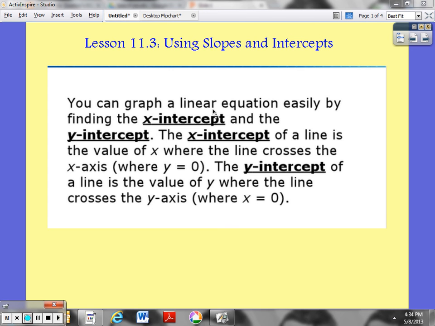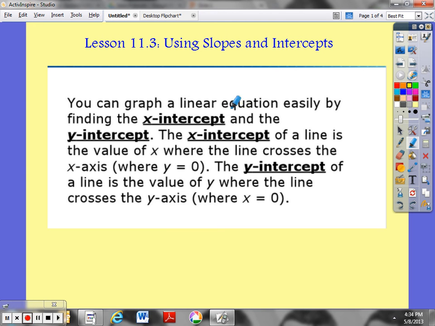It says you can graph a linear equation, which we've talked about, by easily finding the, now here's our new terms, x-intercept and y-intercept. When I think of interception, or intercept, I think of something coming across and taking the ball away from me. So with intercept or intersection, you think about where it's crossing over something.